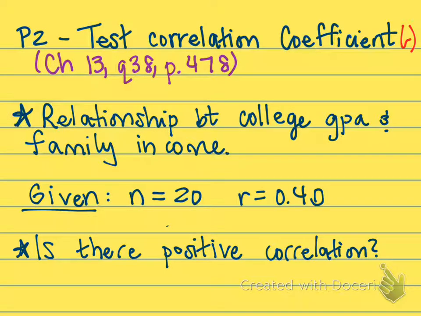So this question, you have a sociologist, and they are projecting that they believe there's a relationship between a student's success in college, measured by their GPA, and their family's level of income. And so we're given that a sample of 20 students was selected. The R was found to be 0.40, and then we're asked to figure out whether or not there is a positive correlation. And we're told in this question to use a 0.01 level of significance.